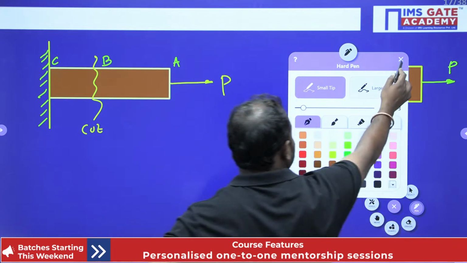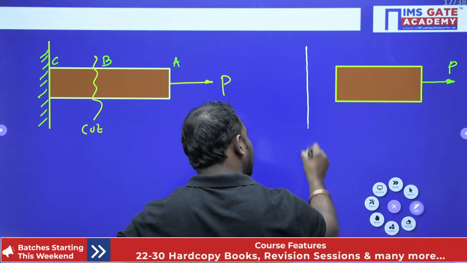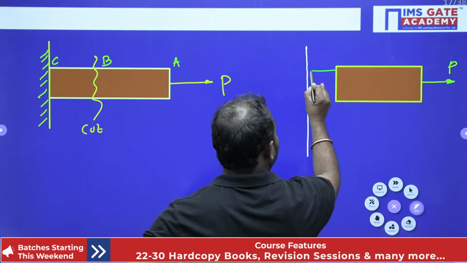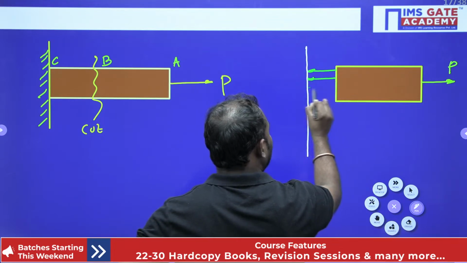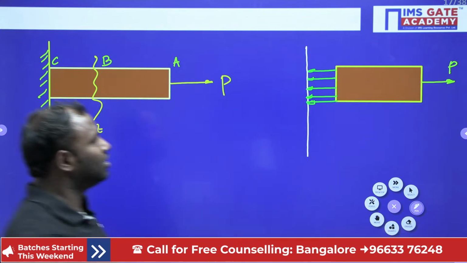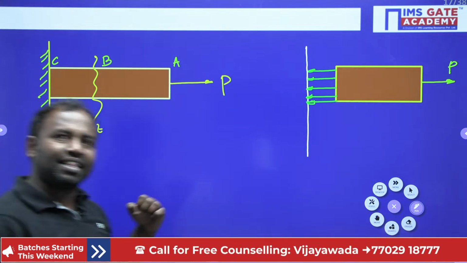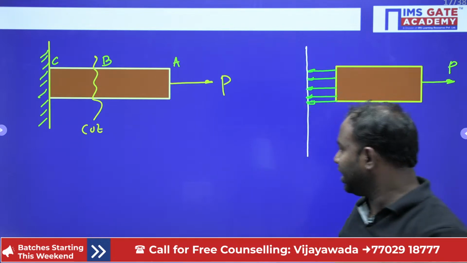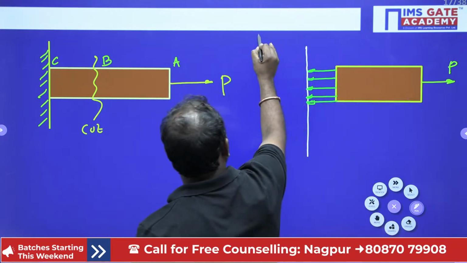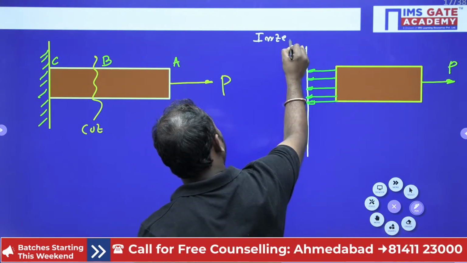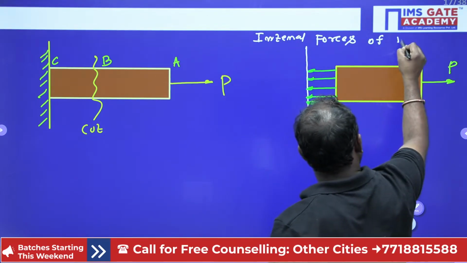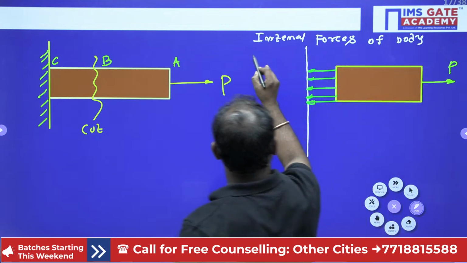Now let us see, these internal forces are equally distributed on the axis or at the end, okay. So this is what is happening. Now we will see a similar type of example, okay. Now here, if I apply the force over here, the internal forces of the body after cutting are equally distributed.